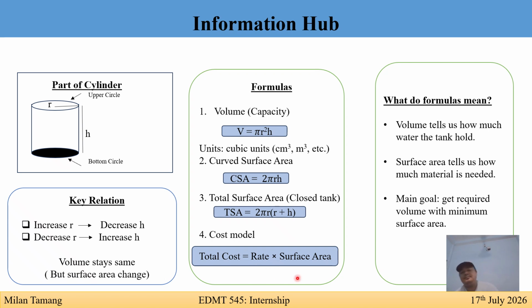Now the information hub. We have to give the full information about the problem, like formulas, whatever the participant needs. Like here, the volume of cylinder is pi r square h, curved surface area is 2 pi r h, total surface area is 2 pi r (r plus h), and the total cost is the rate into surface area. So these are the information hub.